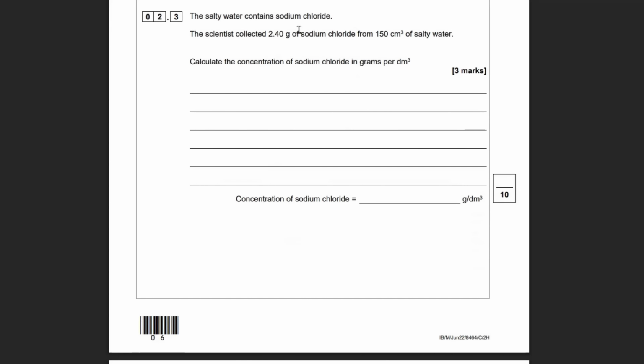The salty water contains sodium chloride. The scientists collected 2.40 grams of sodium chloride from 150 cm³ of salty water. Calculate the concentration of sodium chloride in grams per decimeter cubed. And now there's an equation. This has come up every single year in GCSE, normally in paper 1, sometimes like this in paper 2. You need to know this one off by heart: concentration equals mass over volume. So have a look, we need to calculate the concentration of sodium chloride.